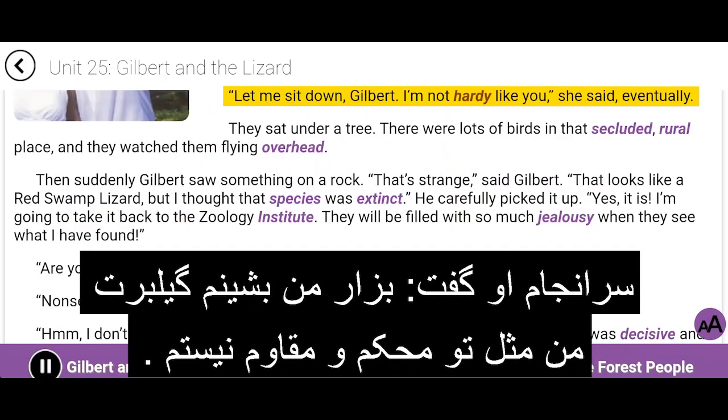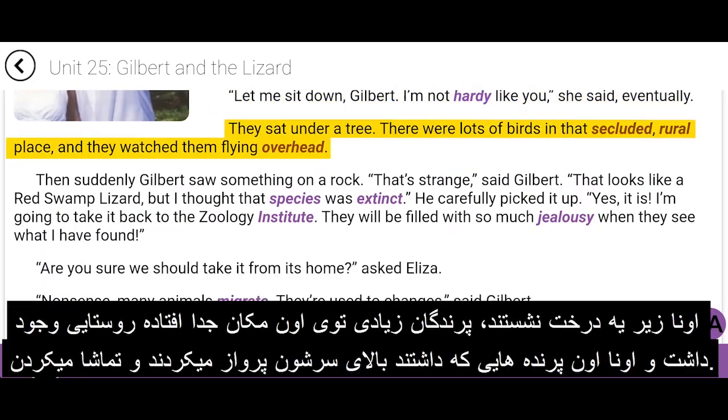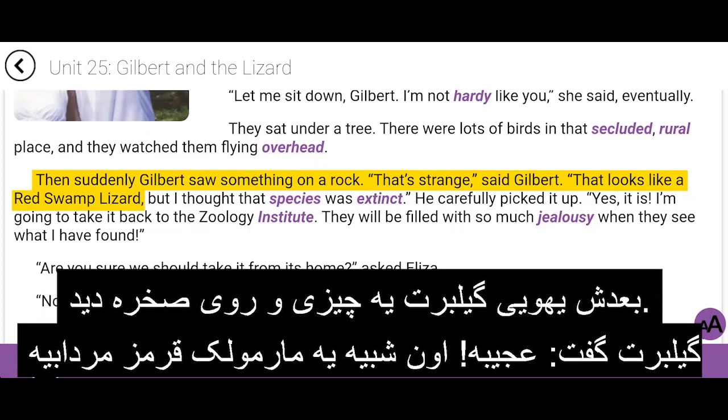"Let me sit down, Gilbert. I'm not hardy like you," she said eventually. They sat under a tree. There were lots of birds in that secluded rural place, and they watched them flying overhead. Then suddenly Gilbert saw something on a rock.